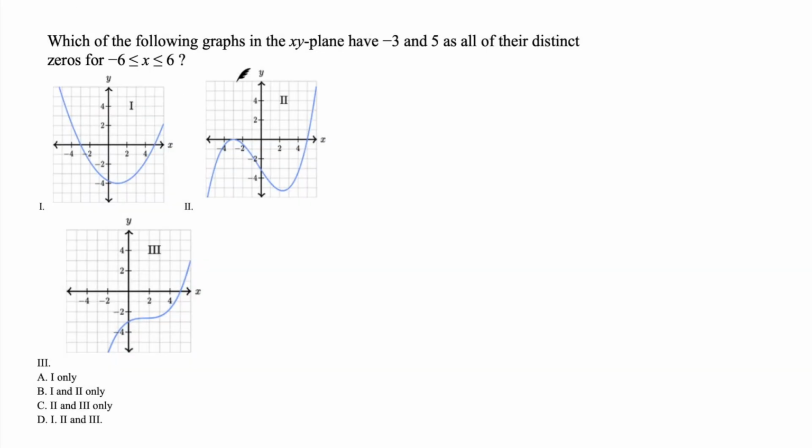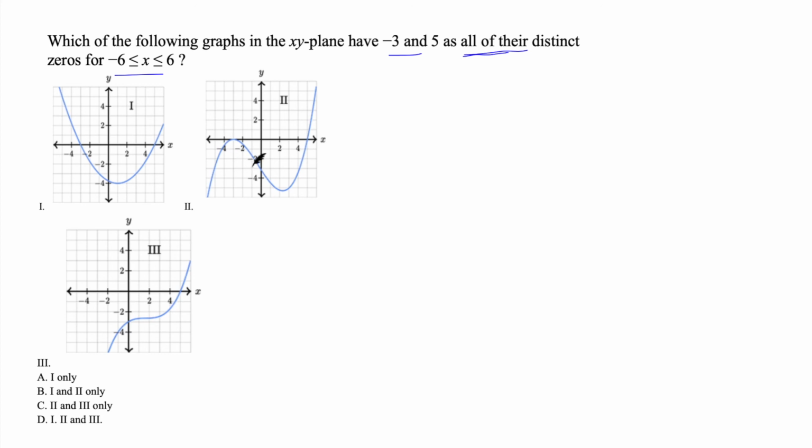I hope you guys aren't bored because I have another very interesting question. Which of the following graphs in the xy plane have -3 and 5 as all of their distinct zeros for x greater than or equal to -6 and less than or equal to 6? I've chosen this question because in the last question, we didn't know whether we had more factors or not. But in this question, the examiner is telling us that I am giving you all of their distinct factors or zeros, in this range.